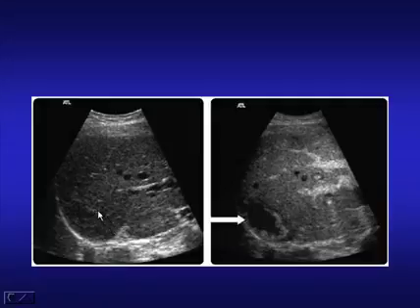Here's an example. Here's a 5 centimeter diameter hemangioma. Its characteristics are not typical morphologically. It's not particularly echogenic or well defined. Here, after administration of contrast, we can see the absolutely classical nodular peripheral enhancement that we're used to seeing at CT. We can say with great confidence that this is a hemangioma and requires no further attention.